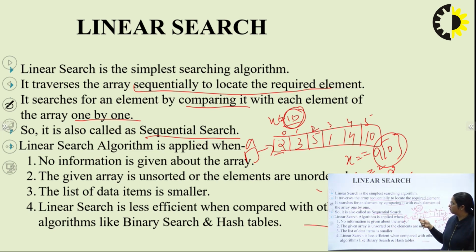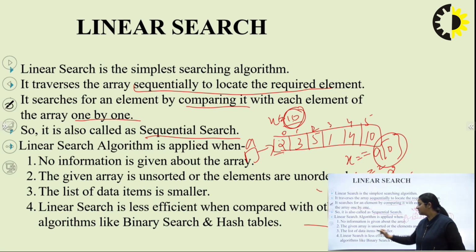Here are some points regarding linear search. First, we do not have any information given about the array. Second, the given array is unsorted, meaning we do not require a sorted array in the case of linear search. As I have told you, in binary search we require a sorted array, but in linear search we do not. We have an unsorted array, we apply our search algorithm on it, and we find that particular element that we want to search.